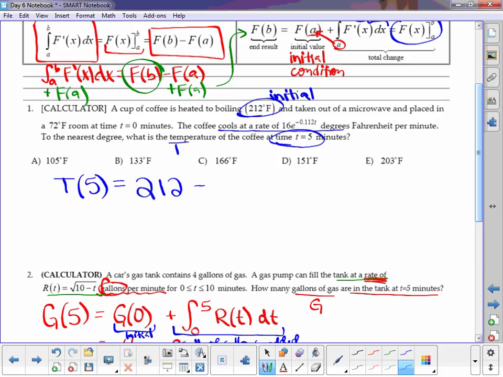So our coffee was at 212 degrees. We want to subtract how much it has changed in that time.